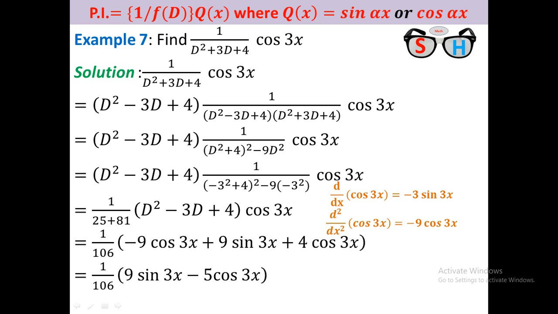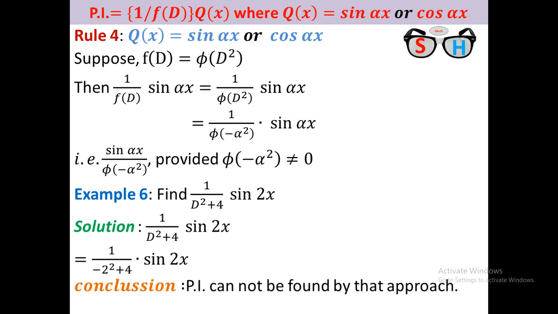Now we will go to example 6. This is example 6, where the particular integral cannot be found by that approach because the denominator was 0.